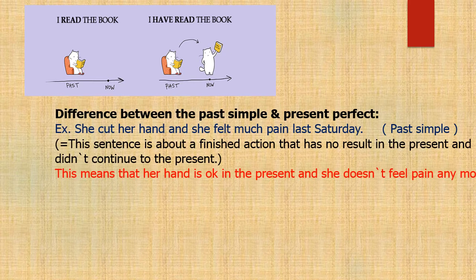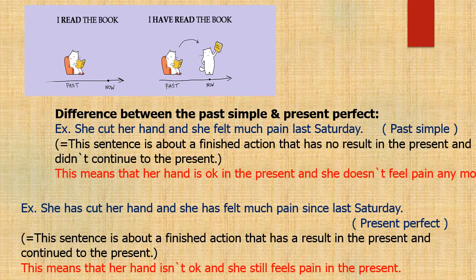Difference between the past simple and the present perfect in this example. She cut her hand and she felt much pain last Saturday. This sentence is in the past simple. This sentence is about a finished action that has no result in the present and didn't continue to the present. This sentence means that her hand is okay in the present and she doesn't feel pain anymore.